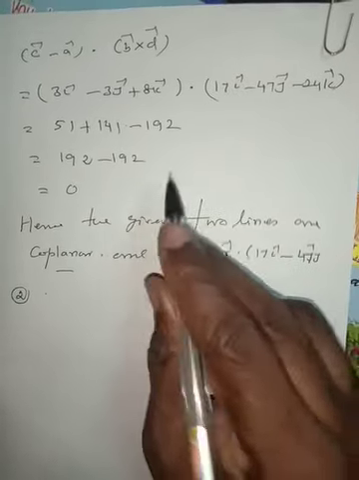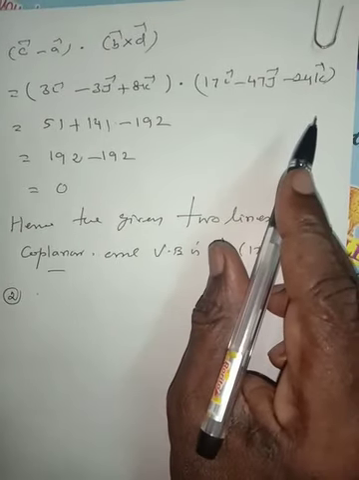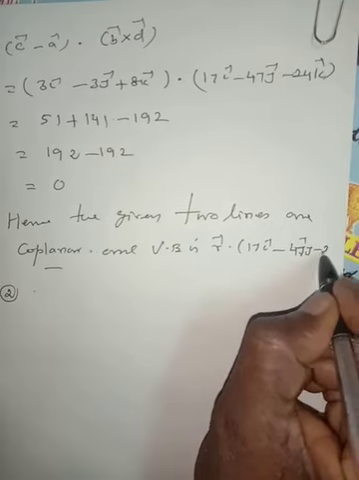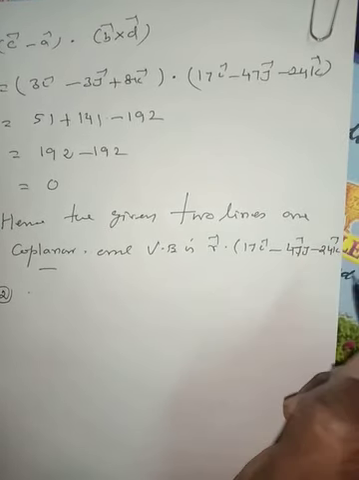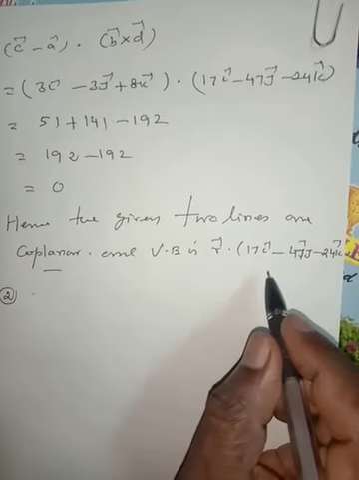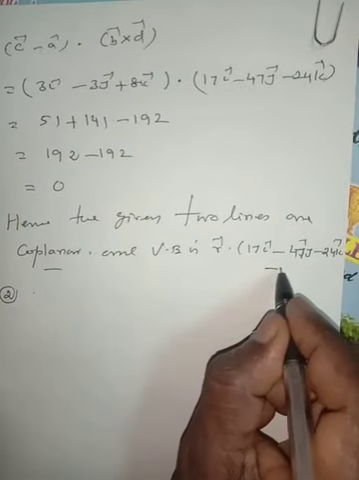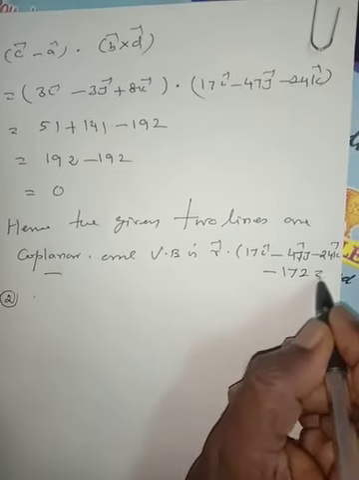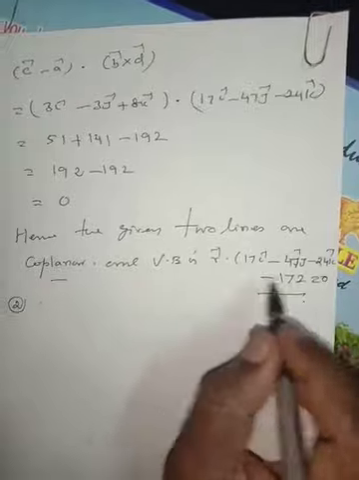plus minus 24k vector is equal to 172. So minus 172 is equal to 0. This is the required vector equation.